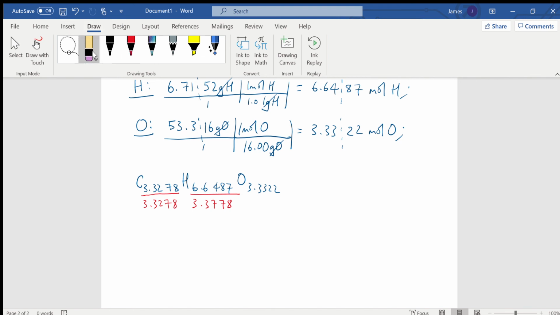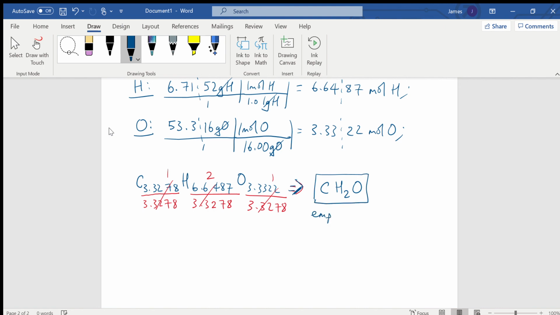Correct your typo as you go. I just found a typo, which is wonderful. Glad I caught it. 3.3278. All right. That goes into itself once, that goes into that once, and that goes into that twice. So this tells us, let's go back to blue, this tells us we have CH2O as our empirical formula.